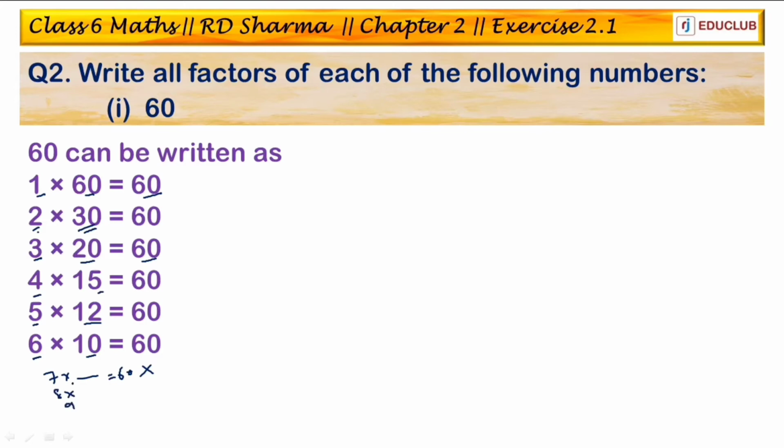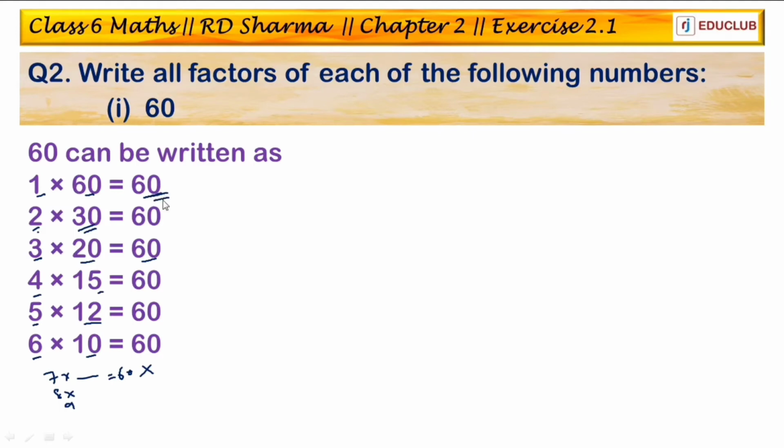In 10, yes, 10 into 6 is 60. But already we have written 6 into 10. So 10 into 6 and 6 into 10 are both the same, so no need to write. When we move on, we'll get the same numbers. Okay, so these are the numbers which we can multiply to get the number 60.